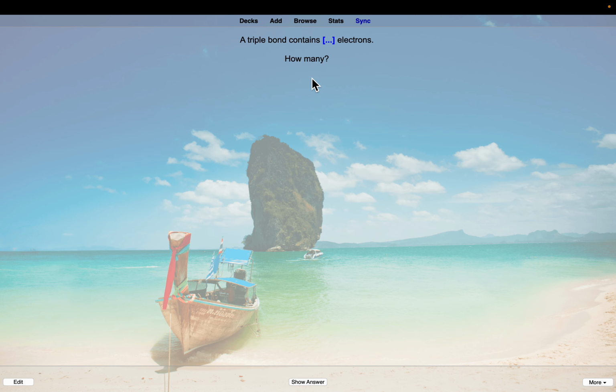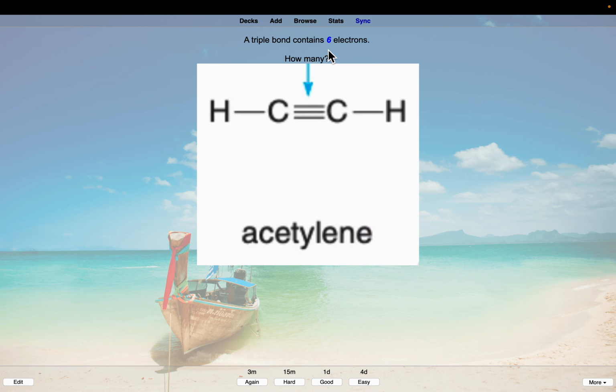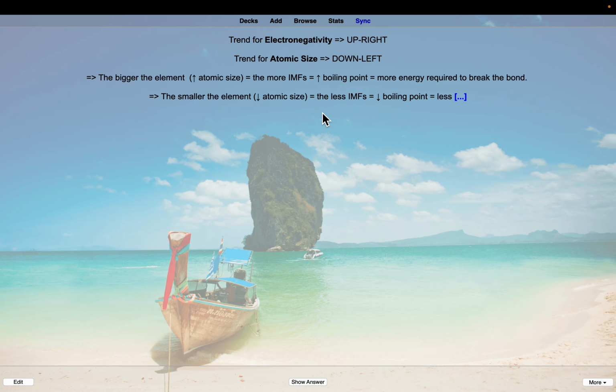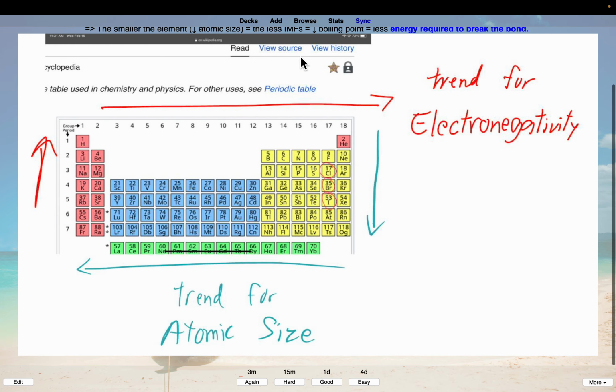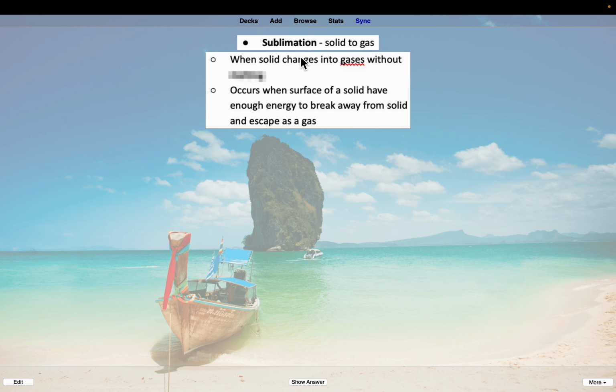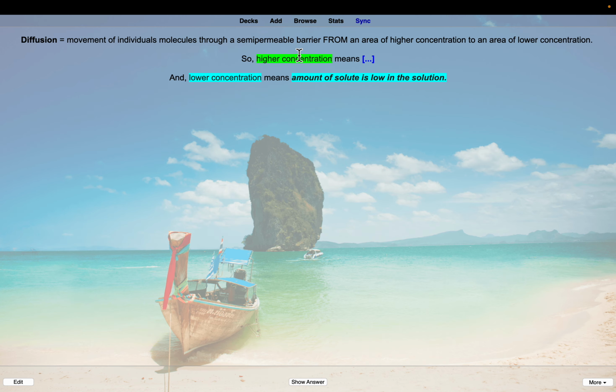A triple bond contains 3 pairs of electrons, or in other words, 6 valence electrons. So 3 pairs, 1 pair for each line, that is equal to 2 electrons each pair or each line. So 2, 4, 6, 6 electrons in total. Okay, it's already been mentioned in the previous vid as well.